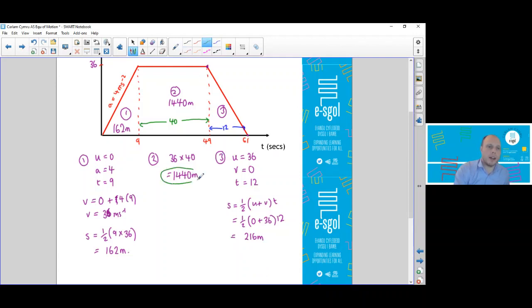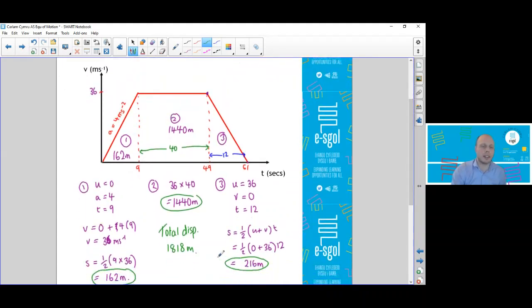If you add up our 3 areas, you get a total displacement of 1,818 meters there. And that's the end of that question. That's a pretty standard velocity time graph question, working with 3 different areas, having a look at what you know and what you don't know.